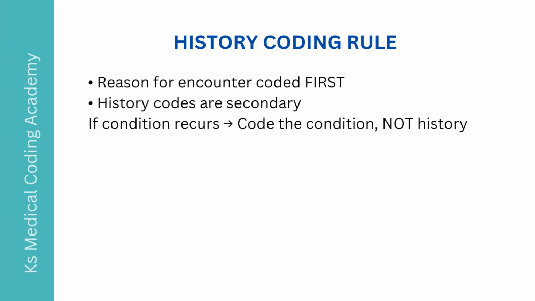History coding rule. When history codes are used, the reason for the encounter is coded first. The history code is assigned as a secondary diagnosis. If the condition recurs or becomes active again, the current diagnosis code should be assigned instead of a history code.